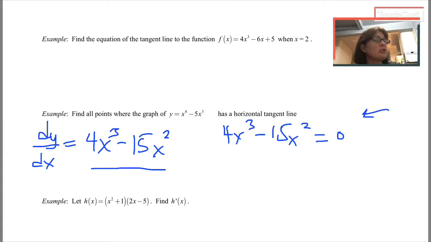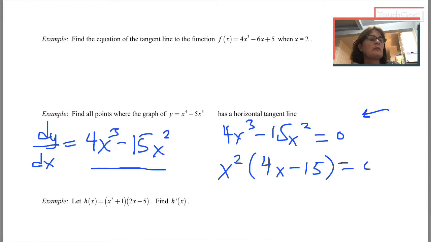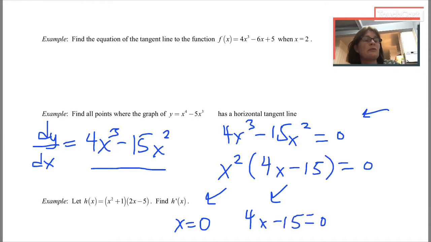I solve equations of degree 2 or higher using the zero product property. That means I'm going to factor and use the zero product property. So the common factor for 4x cubed and 15x squared is x squared. I'm going to factor that out. It's going to make 4x minus 15 equals 0. So either x squared equals 0, or 4x minus 15 equals 0. I'm going to add 15 to both sides and divide by 4. That tells me that x is going to equal 15/4 or 0.